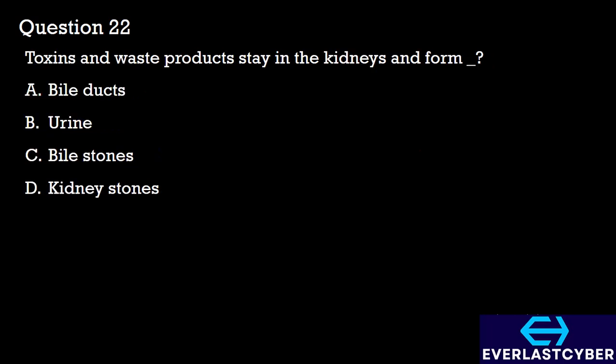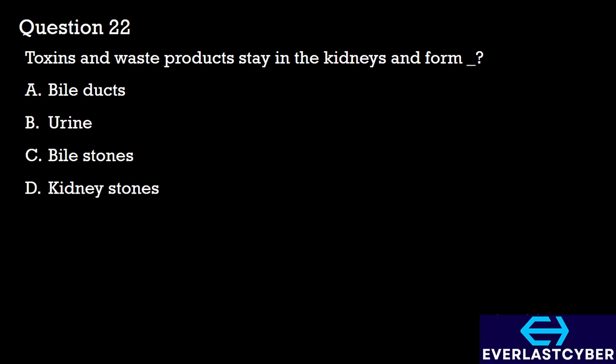Question 22. Toxins and waste products stay in the kidneys and form A. Bile ducts, B. Urine, C. Bile stones, D. Kidney stones. The bile ducts are part of the digestive system, not the urinary system, so that is not the correct option. Urine is the fluid that is produced by the kidneys as a result of filtering toxins, waste products, and excess substances like water and salts from the bloodstream.